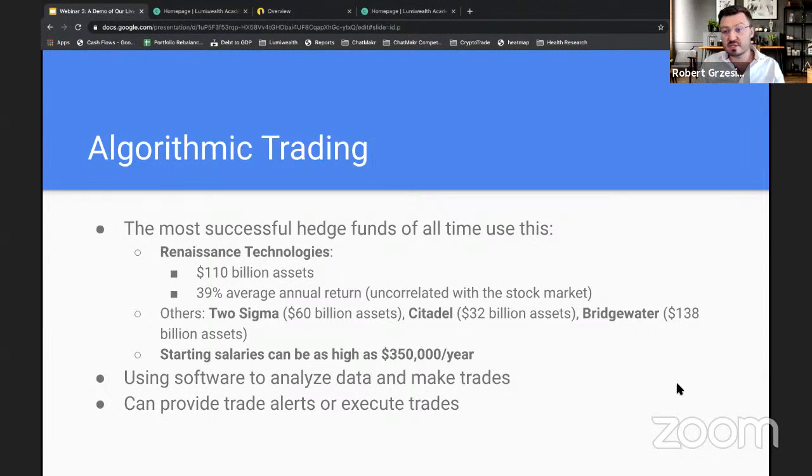Renaissance Technologies, these guys are probably the gorilla in the room, even though Bridgewater's bigger, because Renaissance just has such an incredible track record, and they're about as pure algorithmic trading as you could possibly get. They have $110 billion in assets. They make a 39% average return. That's since the 1980s, I believe, 39% on average.